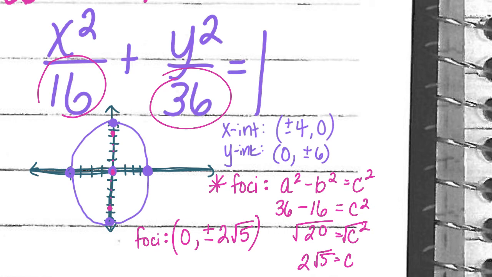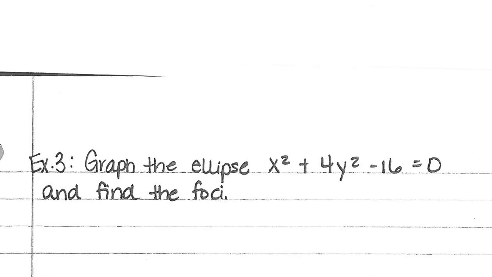So we do need to know the foci formula, which is right here. Notice that all ellipses are a squared minus b squared equals c squared for the foci. I did not give you that before, so you do need that for your notes. All right, we're going to do one more.